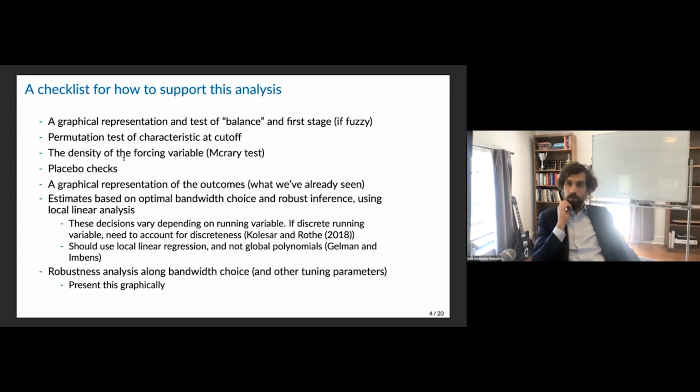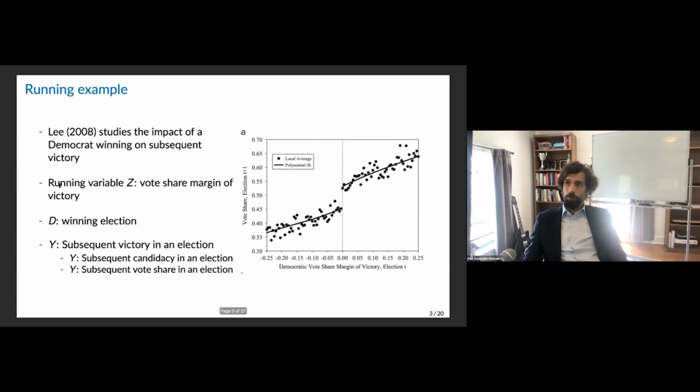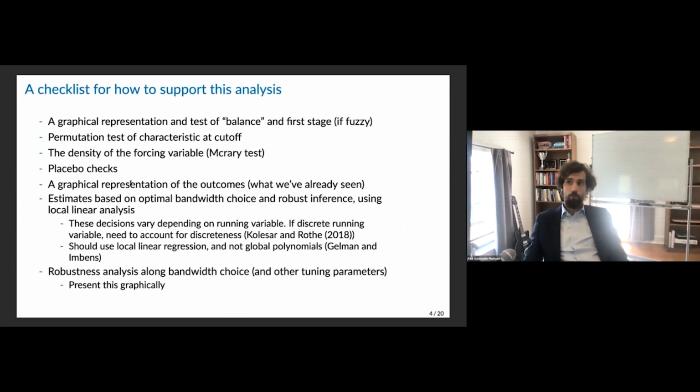That's a very kind of compelling way to show this, although there's sort of slightly less formal language about that in a lot of work that people do. Then, as we've already talked about, you want to have kind of a graphical representation of the outcomes. So this is what we've already seen and we've talked about.